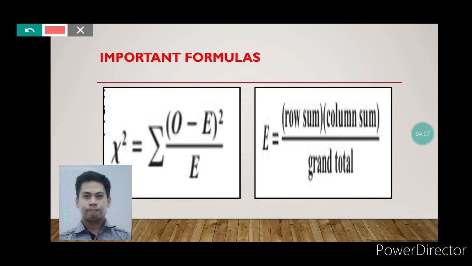In this topic, there are 2 important formulas. These are the formula for the chi-square and the formula for the expected values. And the formula for chi-square in this topic is equal to the summation of (O minus E) squared over E, wherein O is the observed frequency and E is the expected frequency. And the formula for expected value is equal to row sum multiplied by column sum over the grand total.